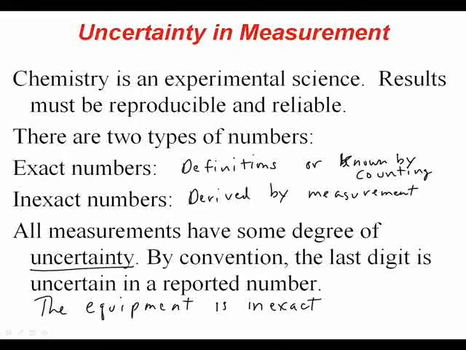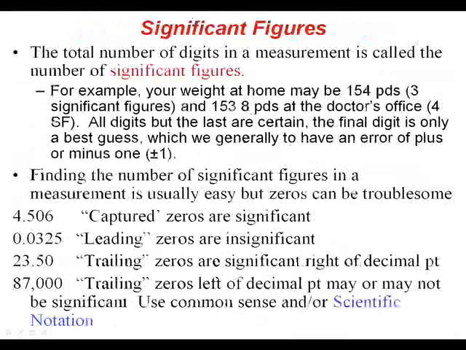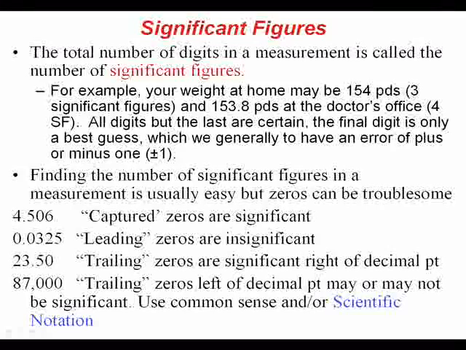For example, we talk about something called significant figures. If you've noticed, if you weigh yourself at home, you may get a number like 154 pounds. We say that has 3 significant figures. But when you go to the doctor, it may read 153.8 pounds, which is 4 significant figures.